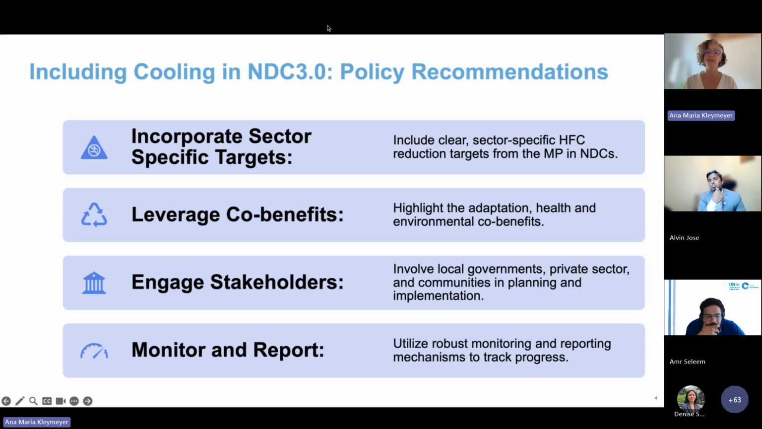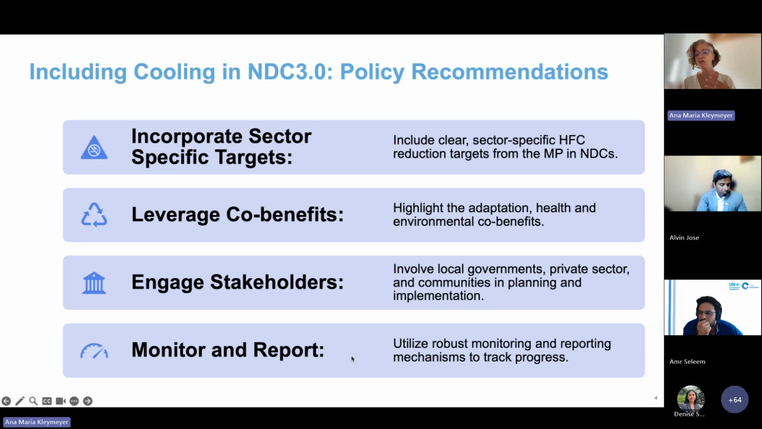We also recommend highlighting the adaptation, health, and environmental co-benefits of the cooling sector in the NDC. So everything that has to do with access to cooling, and we'll hear a little bit more about that, ensuring that the pharmaceuticals have cold chain protection so that we can protect our medicines and our health facilities, as well as protect food security by having strong cold chains in the agricultural sector and also in food sales and food transportation. Engaging all stakeholders, so local governments, private sector, communities, end users, in the planning stages and implementation of the NDCs ensures that we can deliver on these ambitious pledges.